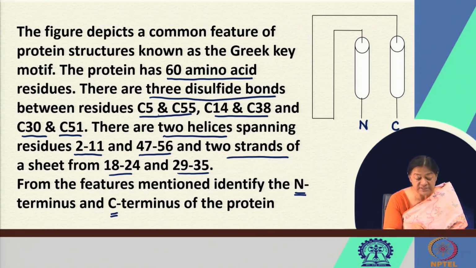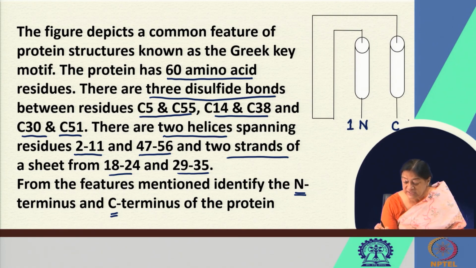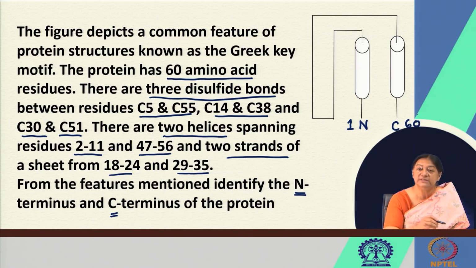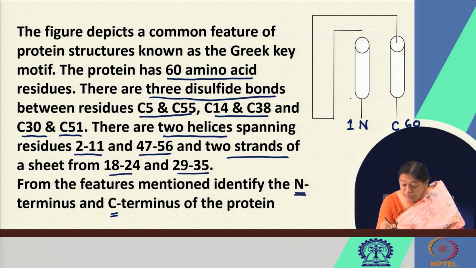we have the first disulfide linkage between C5 and C55, so cysteine 5 and cysteine 55. Given that this has to be residue number 1, this has to be residue number 60, because it is a 60 amino acid protein. We can consider that we have the helices spanning from 2 to 11, so that is one helix, and the other is from 47 to around 56. And what do we have? We have a disulfide linkage from say 5 to 55. So, this could be the structure.